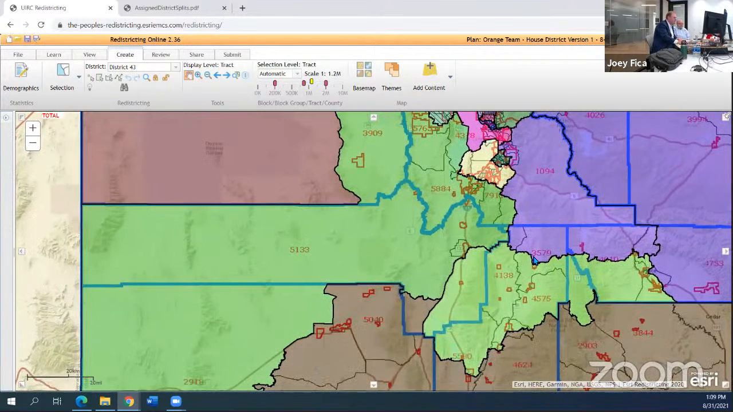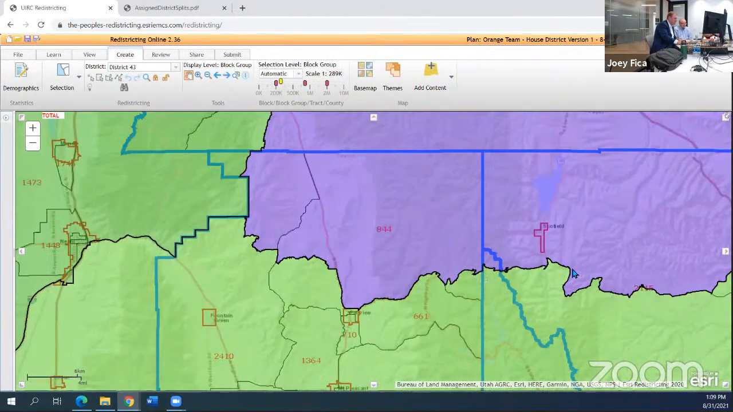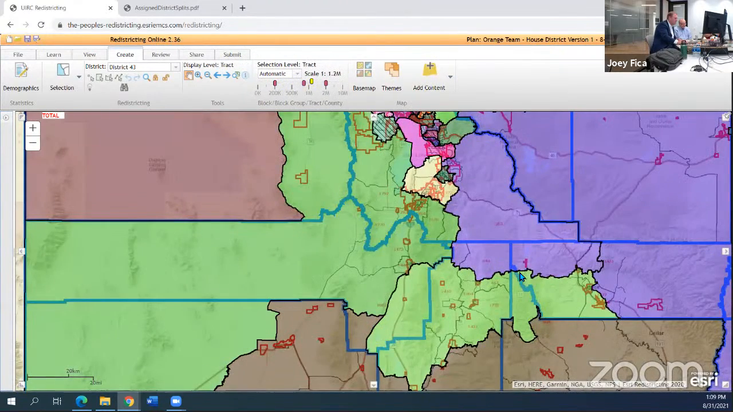I don't know whether this is a natural boundary that you're trying to pay attention to. It doesn't look like it. Where's Utah Lake? It's all the way there, yeah. I think we were just following census tracts. Yeah.